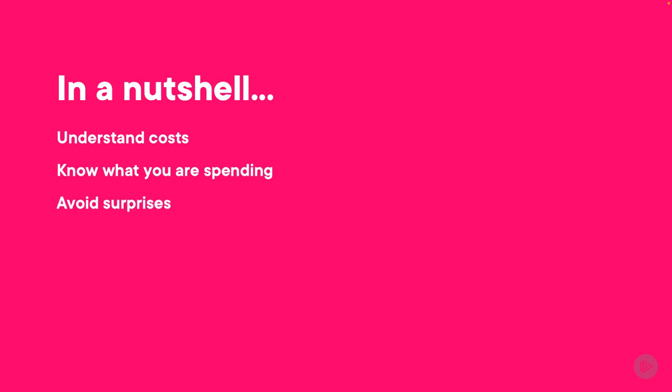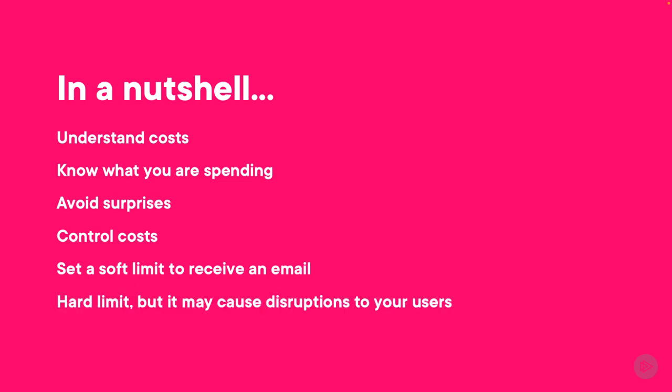So, I guess the most important takeaway that you should have from this course is that you need to understand the costs. You should know what you're spending and keep track of it to avoid surprises. It really pays off, no pun intended, to control costs. And remember that you can track it with the usage section in the response. Also, you can set a soft limit where you get an email letting you know that you're near a certain consumption, and you can specify a hard limit which will make the service stop. But this may cause disruptions to your users.